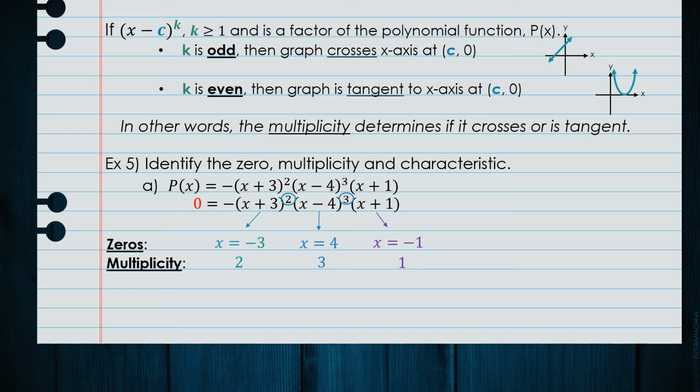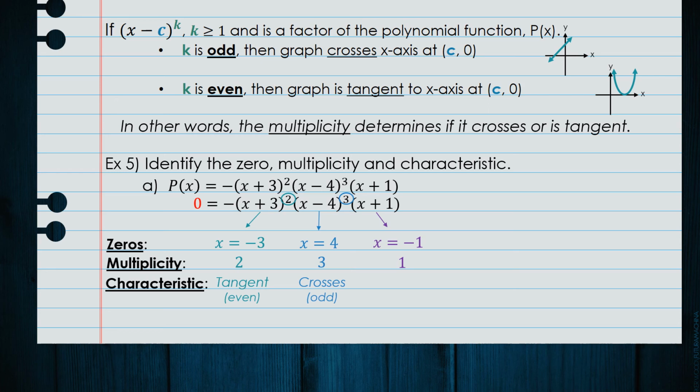Now that we've identified the zeros and the multiplicity, we're ready to identify the characteristic, which simply means, is this tangent or does it cross the x-axis? So our first zero, x equals negative 3, has a multiplicity of 2. Since 2 is even, that means it will be tangent, which means it will bounce off the x-axis. For our next zero, we have x equals 4. Its multiplicity is 3. Since 3 is odd, it means it will cross the x-axis. It will pass right through it.